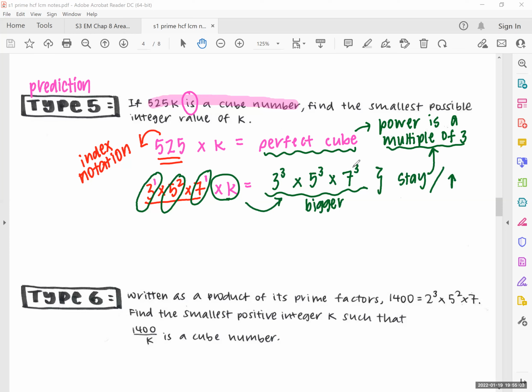So hence, how do we find k? Do you realize it's the same boring question? To find k, you take 3 to the power of 3 times 5 to the power of 3 times 7 to the power of 3 and divide it by 3 to the power of 1 times 5 to the power of 2 times 7. Put it in the calculator and what do you get? You should get a 4-digit number.